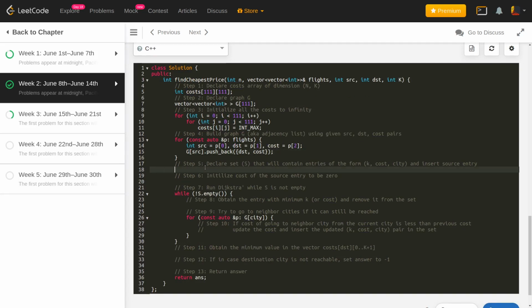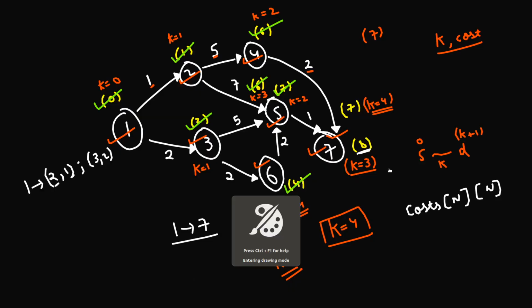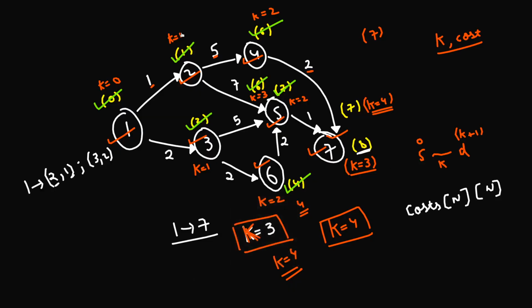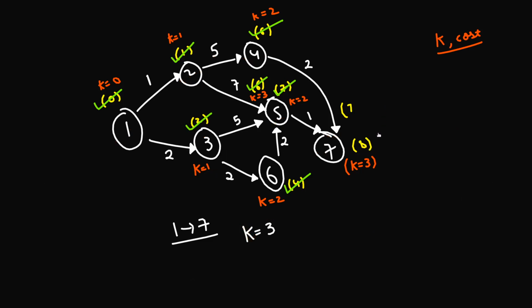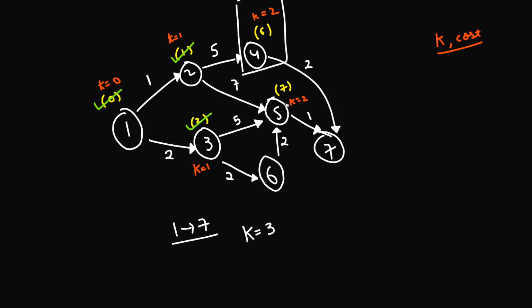Okay, next step 5. Declare set S that will contain entries of the form k, cost, city, and insert the source entry. So what the heck is this here, and how are we going to use this thing while we are implementing our algorithm? So remember, every time we had some entries, so for example we had this entry k equals 1, 1, and this k equals 1, 2. Okay, so I'll just undo and reach to that point, so you will realize what exactly I'm talking about right now. So suppose we are at this point, where I have these 2 entries, this is the first one, and this is the second one. So what all information do we have here?